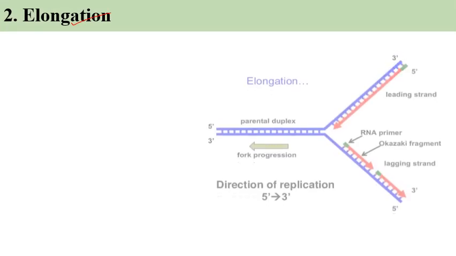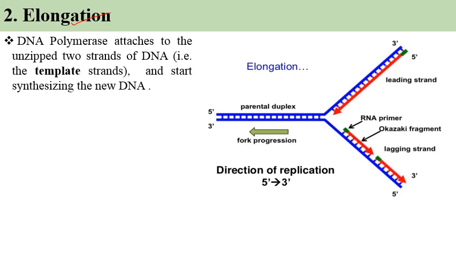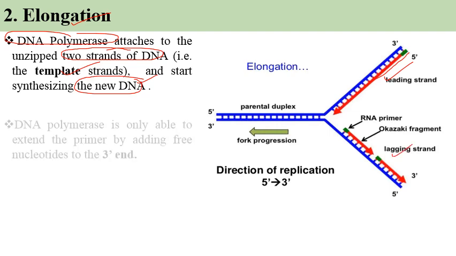Second step in case of DNA replication is elongation. Here DNA polymerase attaches itself to the unzipped two strands of DNA which act as template strands, जिन्हें template strand कहा जाता है और parent strand भी कहते हैं, and start synthesizing new DNA, और नया DNA बनाने start करते हैं in opposite direction. One is leading strand, other is lagging strand.